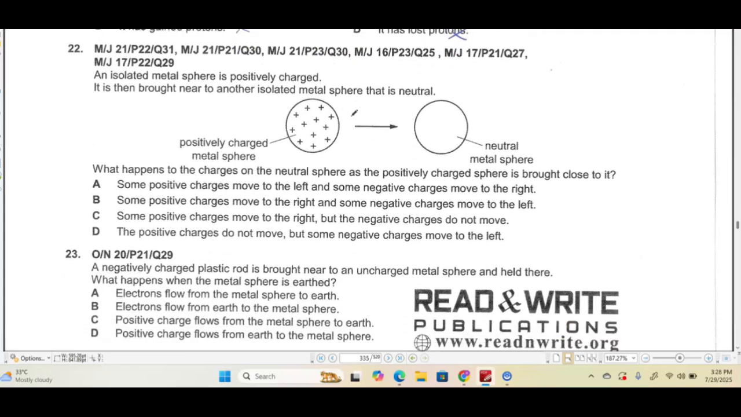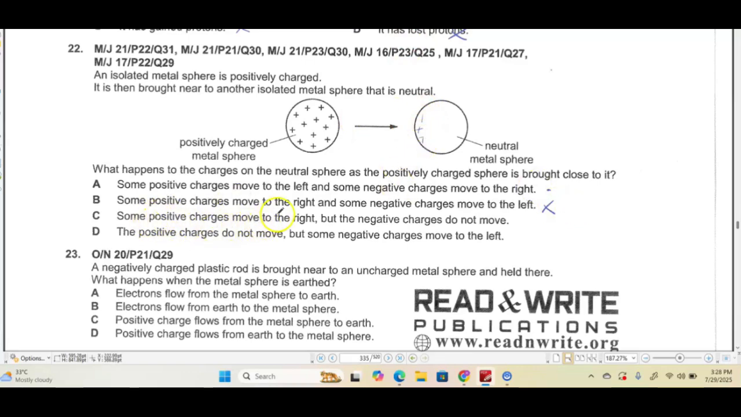Okay. Question number 22. An isolated metal sphere is positively charged. It is then brought near to another isolated metal sphere that is neutral. Okay, what happens to the charges on the neutral sphere as a positive charge sphere is brought close to it? Some positive charge moves to the left and some negative charge moves to the right. Okay. Some positive charge moves to the right and some negative charge moves to the left. ये तो कभी भी नहीं होगा, because यहाँ से positive charge sphere is being brought, तो यहाँ positive charge induce नहीं होगा. ठीक है, तो this is not correct.